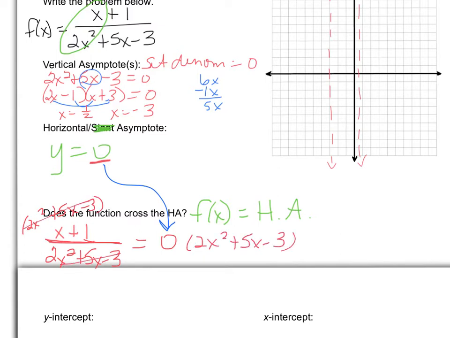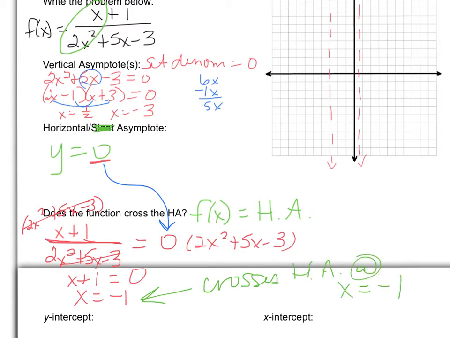Those cancel, and I'm left with x plus 1 on the left, and 0 times anything, still 0. So now I have x plus 1 equals 0, so solve for x, and you get x equals negative 1. We actually have this crossing. Because I have an actual x value here, that means my horizontal asymptote and my function have the same value when x equals negative 1. So I know that this crosses the horizontal asymptote at x equals negative 1.